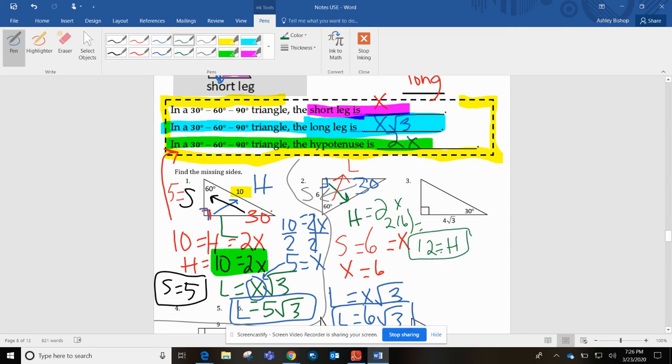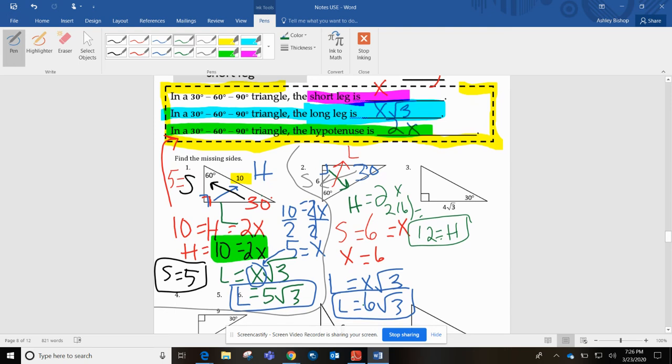So my missing sides were my long side and my hypotenuse. And so I've got those for now. You should be following this along. You should be writing these as I write them too, because I'm going to erase this 12 equals h right here because I'm out of room. I can rewrite it up here. So h is equal to 12.